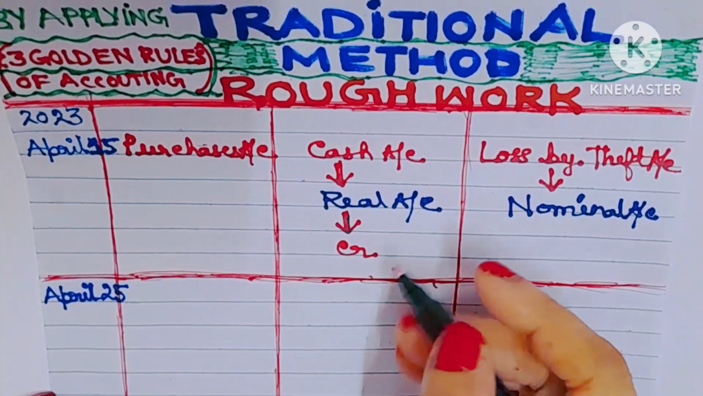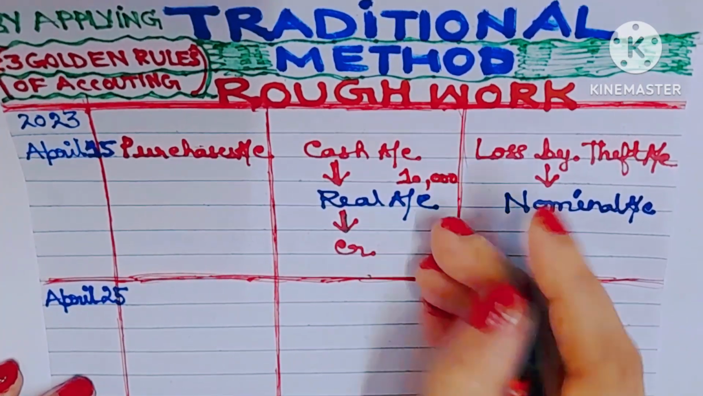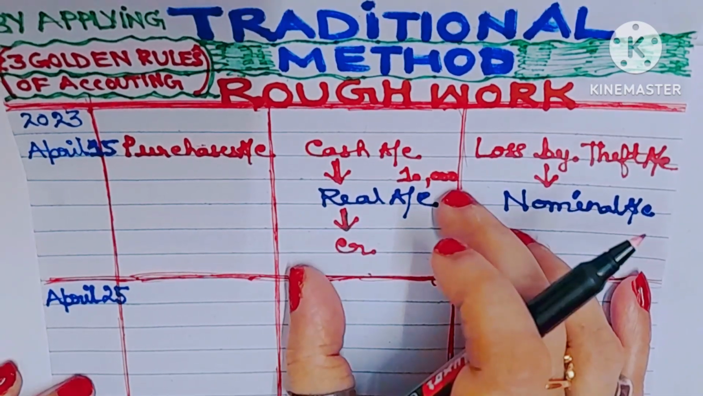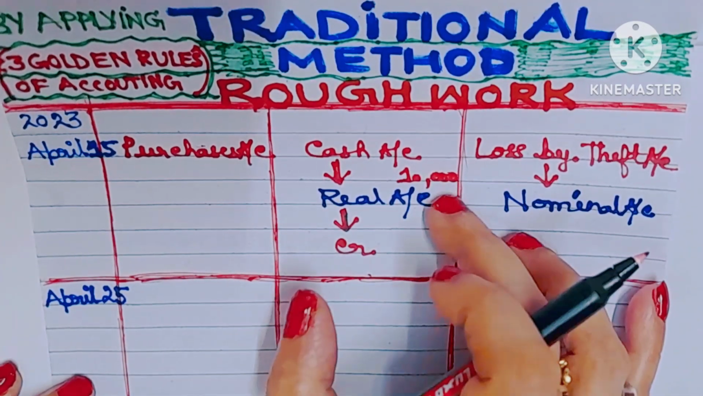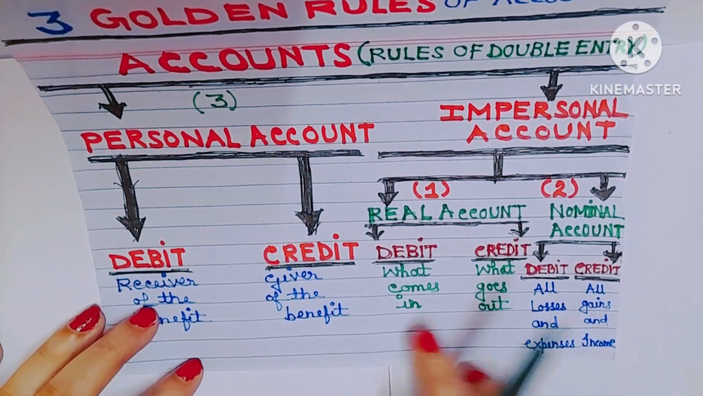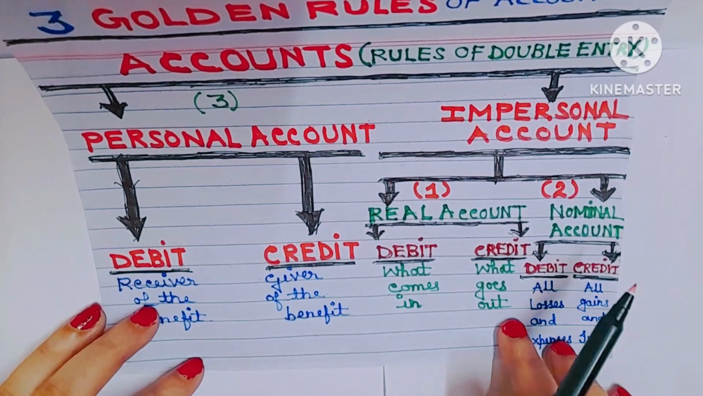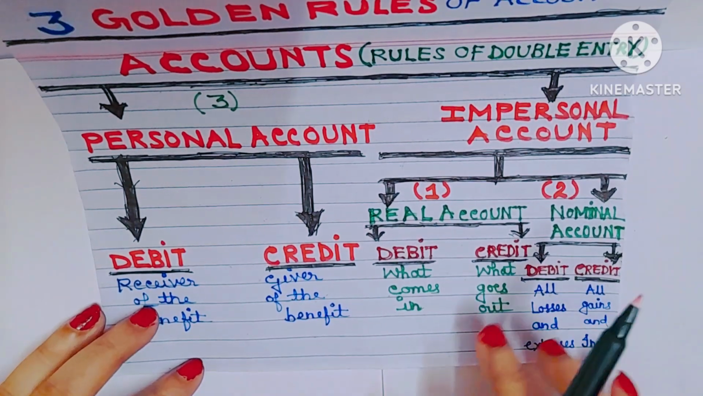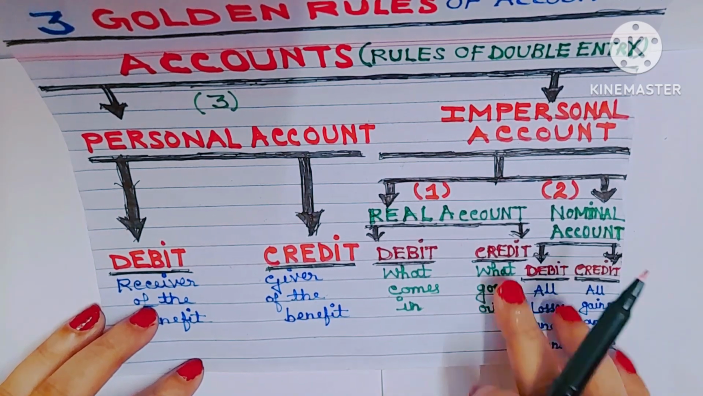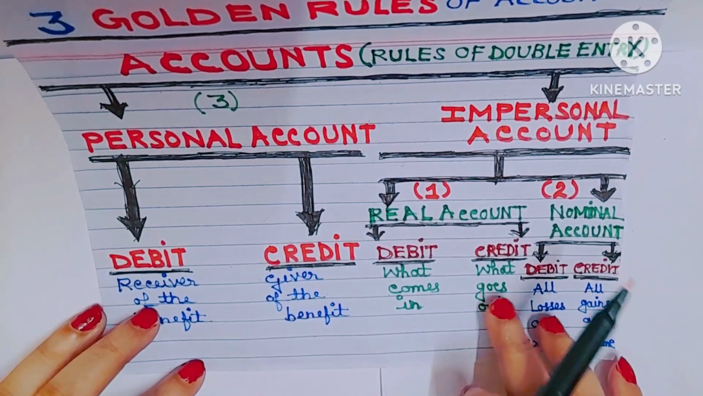Let me show you the chart. So the amount will be 10,000 here. Cash is 10,000. Please remember, cash rupees 10,000 was stolen by an employee. Now see, real account: debit what comes in, credit what goes out. When cash rupees 10,000 was stolen by an employee, cash goes out from the business. Cash comes under real account, and according to the rule of real account, what goes out is credit. So cash will be credit. Understood?